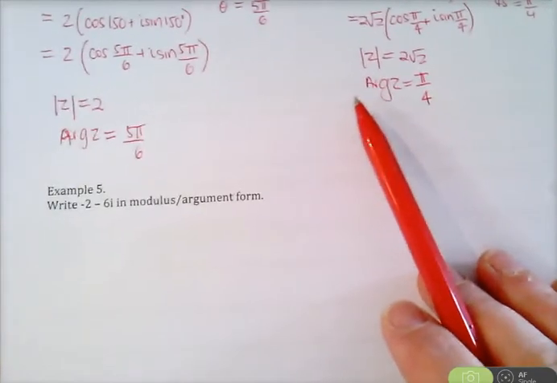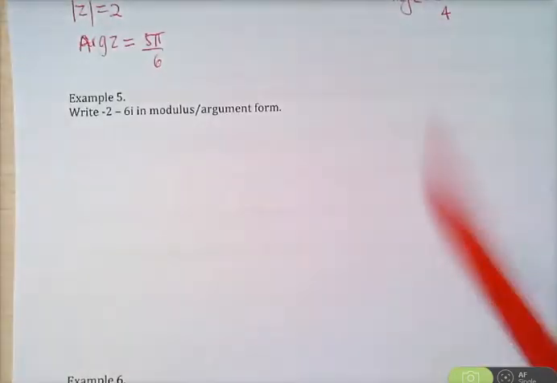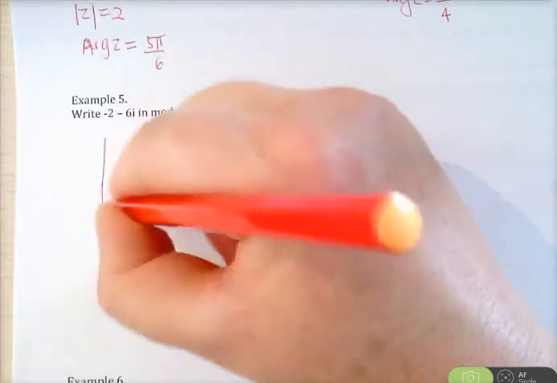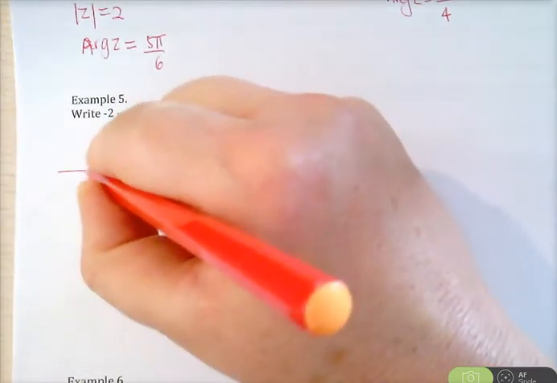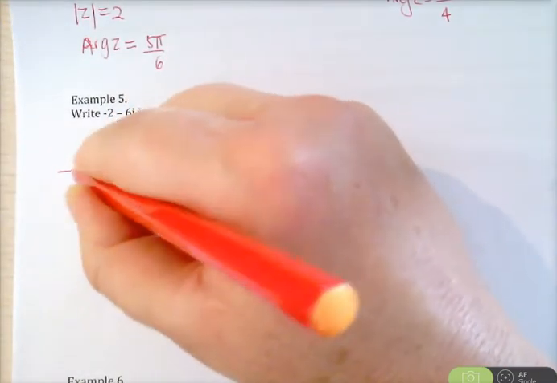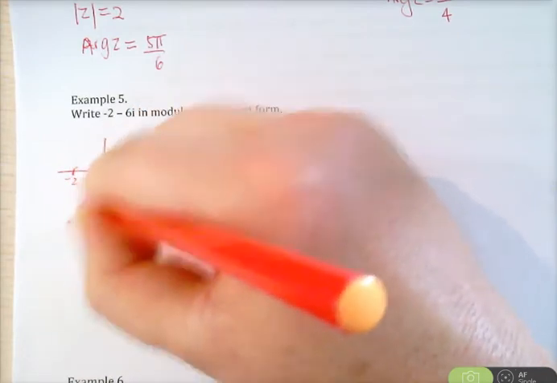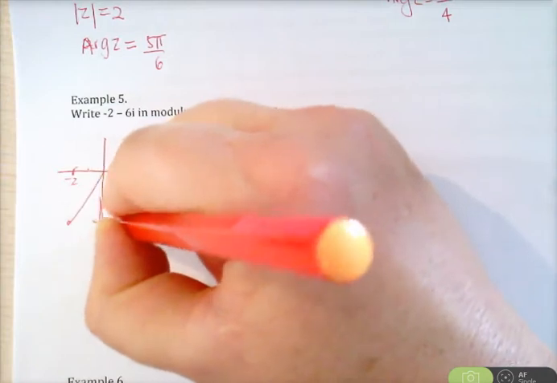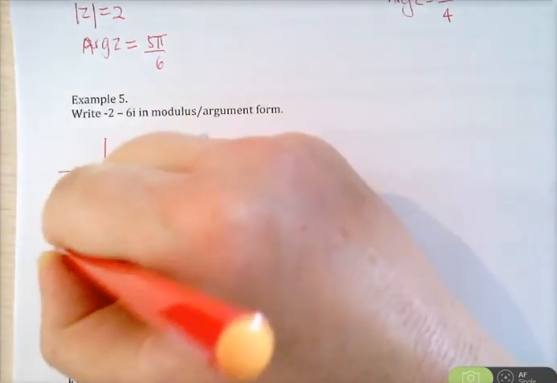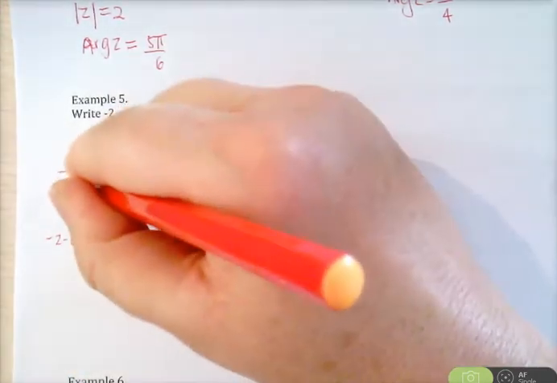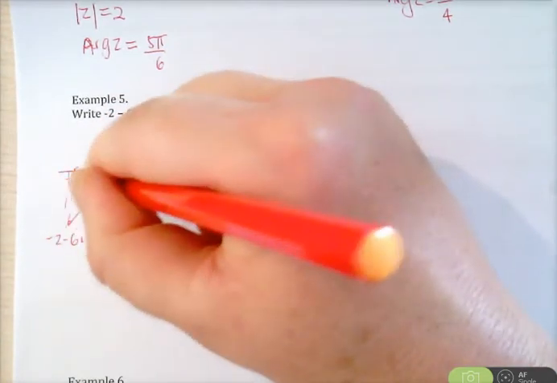Now with example 5, expressing minus 2 minus 6i in mod arg form, you'll just do that your normal way. Of course, you need to sketch it first. So minus 2 minus 6i, that's quadrant 3. So you'll need to work out this angle here.